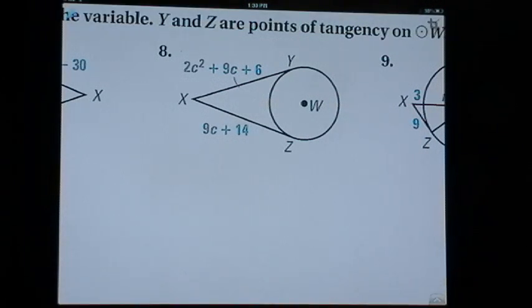Once again, we're noticing that these are tangents, so they have to be equal to each other, and we get 2c squared plus 9c plus 6 is equal to 9c plus 14. So we're going to move everything over to one side.